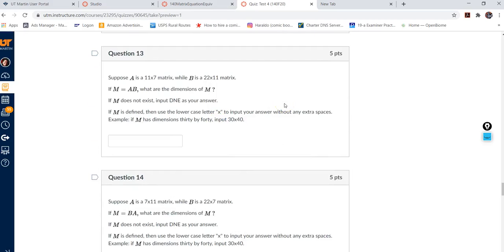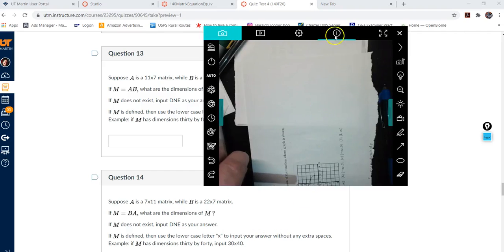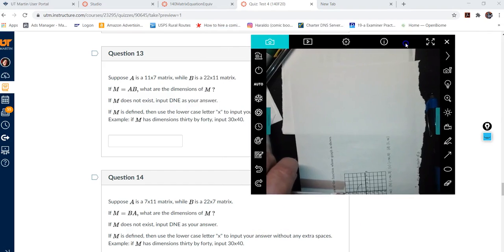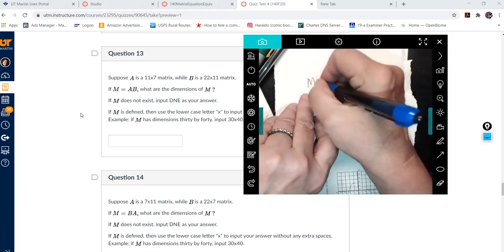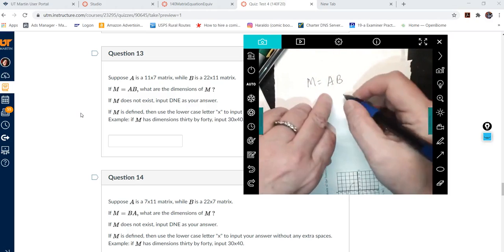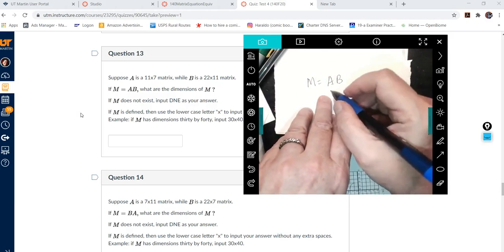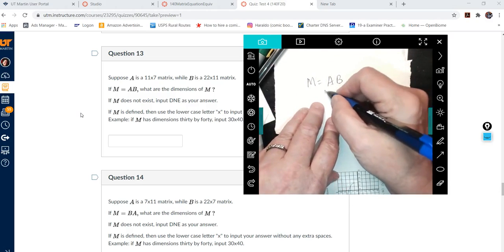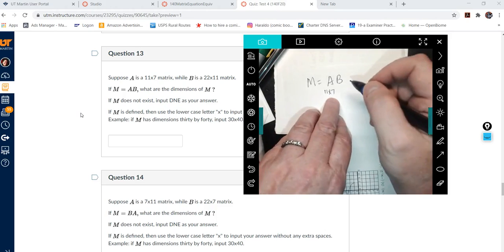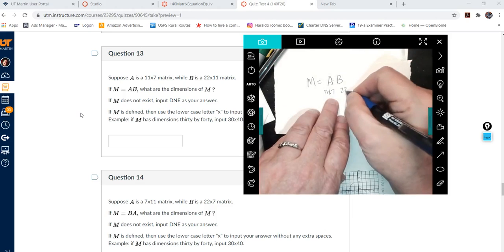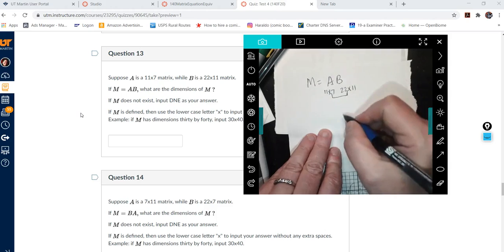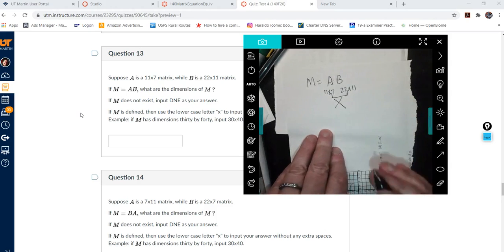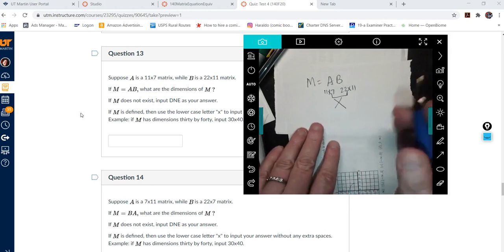All right. So here, M is equal to A times B. Now, what is A? A is an 11 by 7. And what is B? B is a 22 by 11. Now, when I multiply these two, I look at the inside numbers, and the inside numbers do not match. And so the matrix M is not defined.